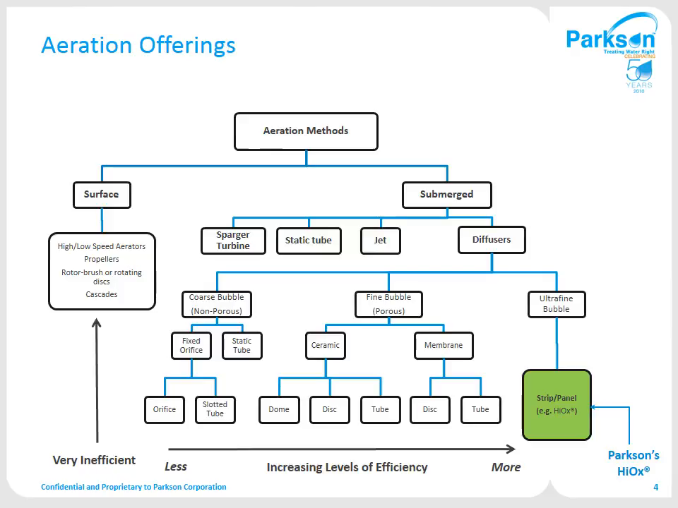The most efficient aeration systems today are the panel or strip type diffused aeration systems. These devices create smaller bubbles than standard fine bubble diffusers, spread them across a higher percentage of the basin area to produce the highest efficiencies available. Parkson's HiOx UltraFlex aeration panel uses the first of these devices in the U.S. and is a leader in this type of aeration device.